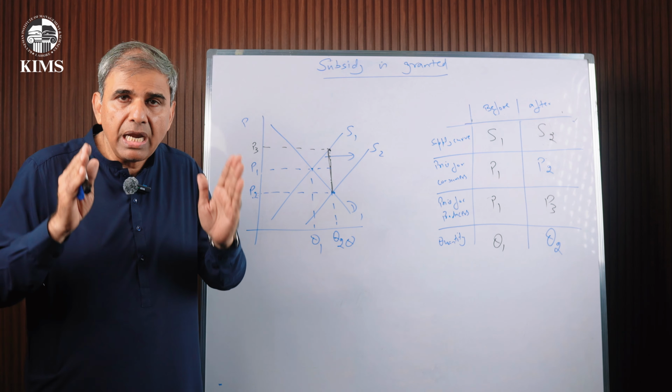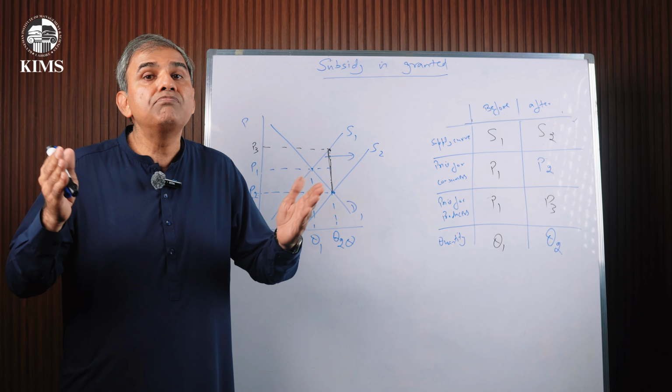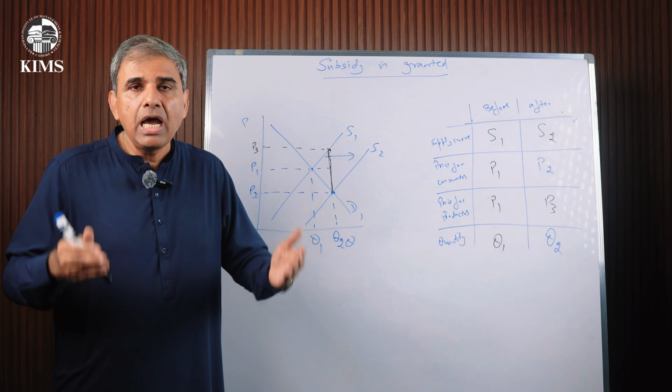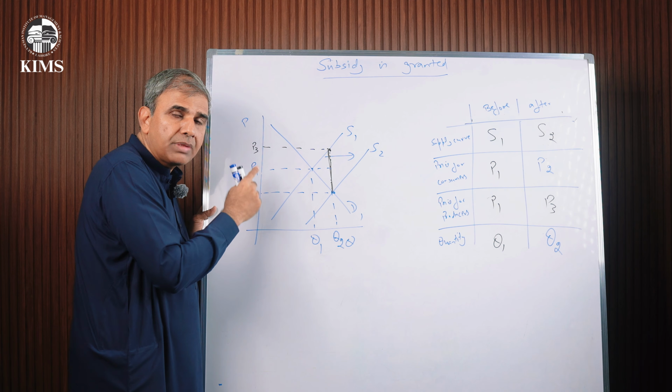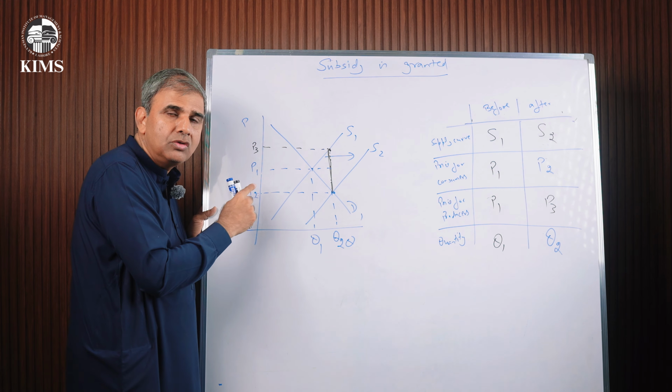Remember, price paid by the consumer is the market price. So if there is a question about market price, the market price was P1 before the subsidy. After the subsidy, it has gone down to P2.